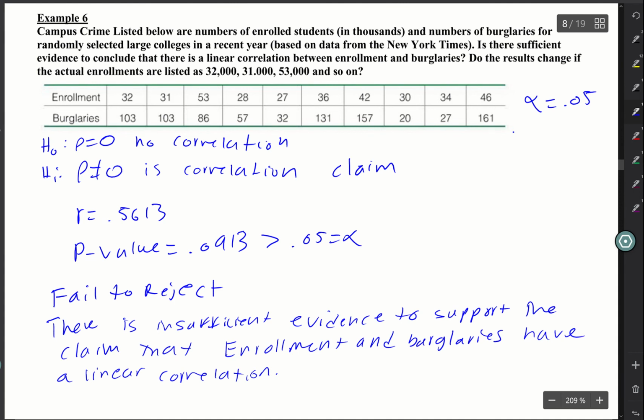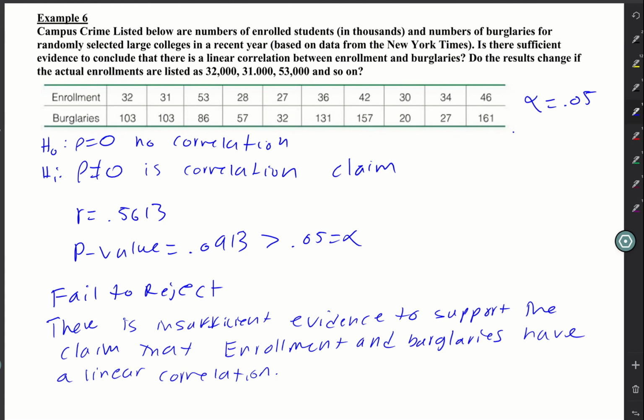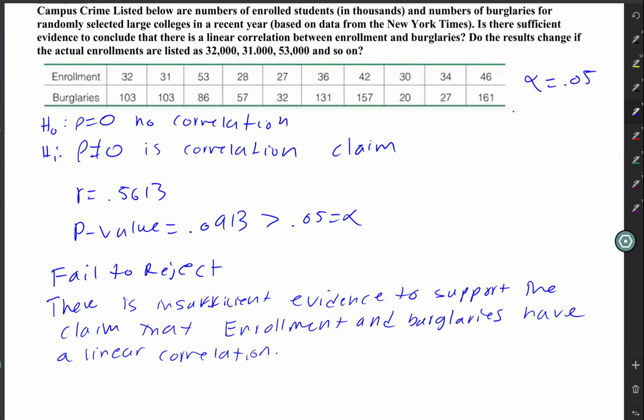Do we think that this would change if we use the actual 32,000, 31,000? Mm-hmm. The intercept would change, but it wouldn't change my slope. So the numbers might be bigger because we're putting bigger numbers in, but overall it's not going to change my R and the conclusion of my p-value. Those are going to be the same regardless. Really all it does is change the labeling on your axes for a scatter plot.